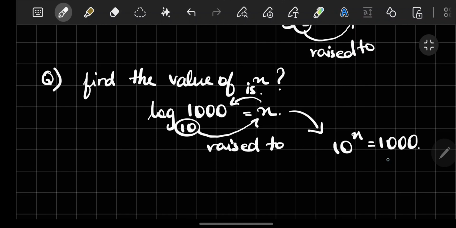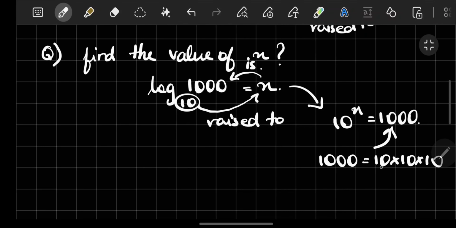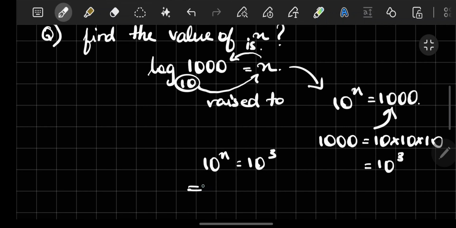Now what's 1000? The 1000 could be written as 10 times 10 times 10, which is 10 raised to 3. So 10 power x is equal to 10 raised to 3. Therefore, x is equal to 3. So x equal to 3 is the final answer.